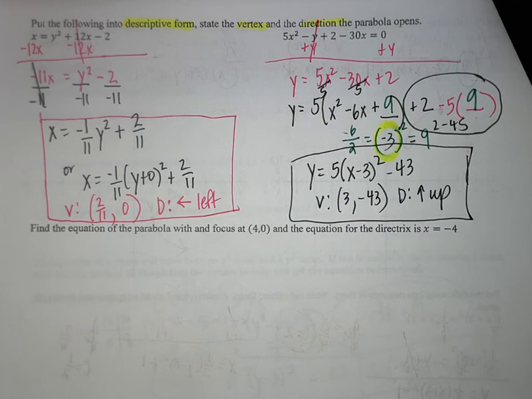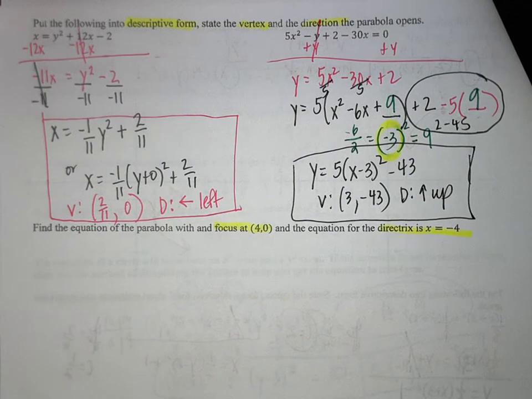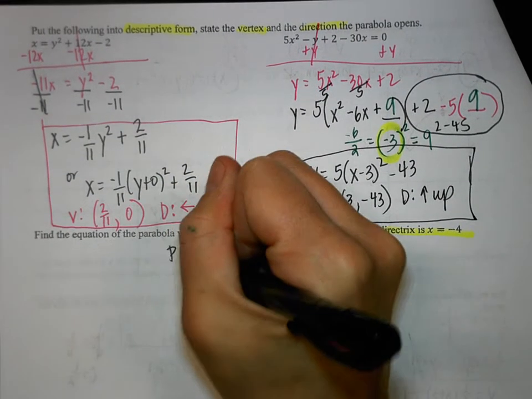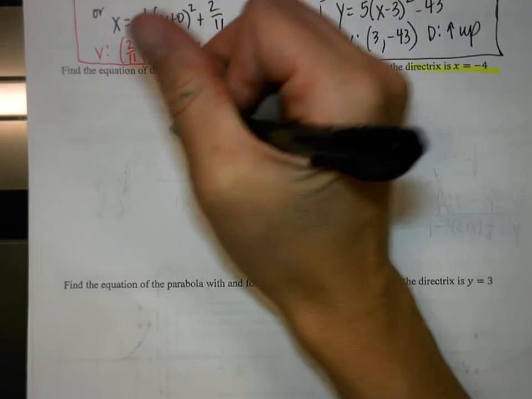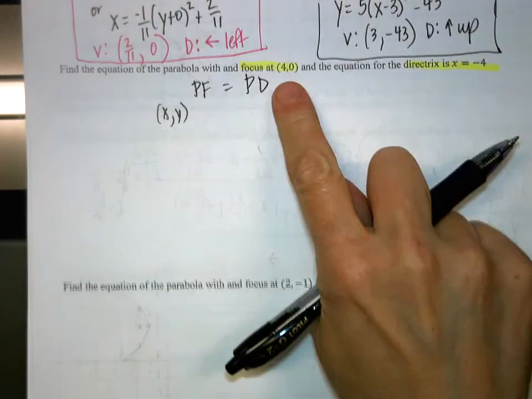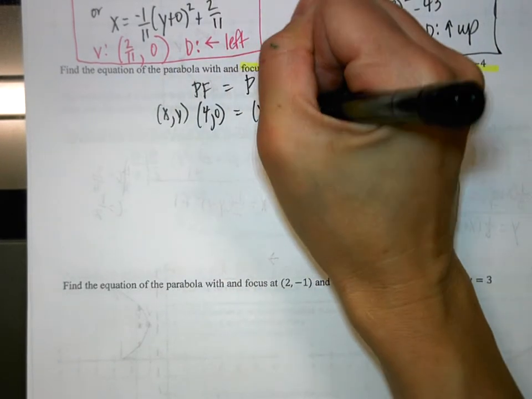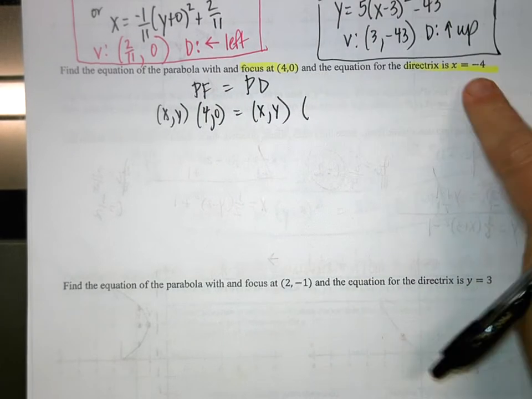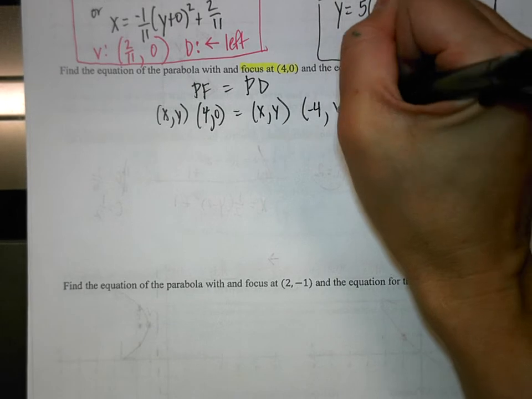Okay. Last couple examples. This is when we want to write the equation. Do you guys remember how we write the equation if we have the focus and directrix? Very good. PF equals PD. Our point is (x, y). And here our focus is (4, 0). Our point is still (x, y). And my directrix, they said x equals negative 4, so we put negative 4 in the x spot, and then we put y in the y spot.